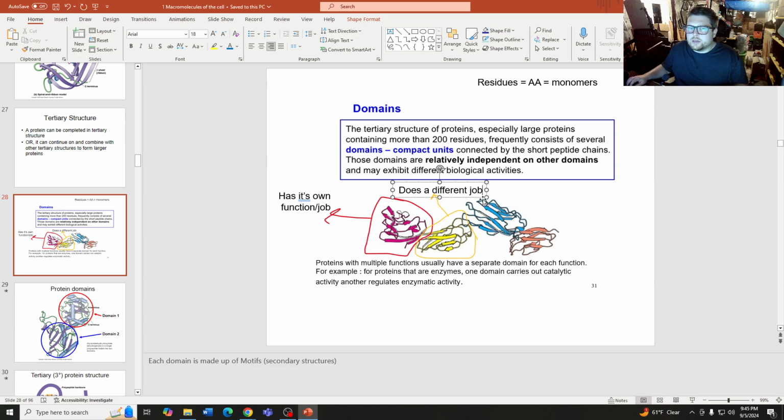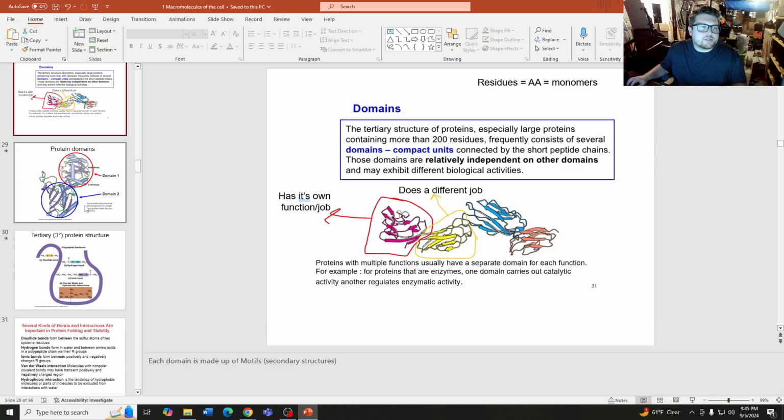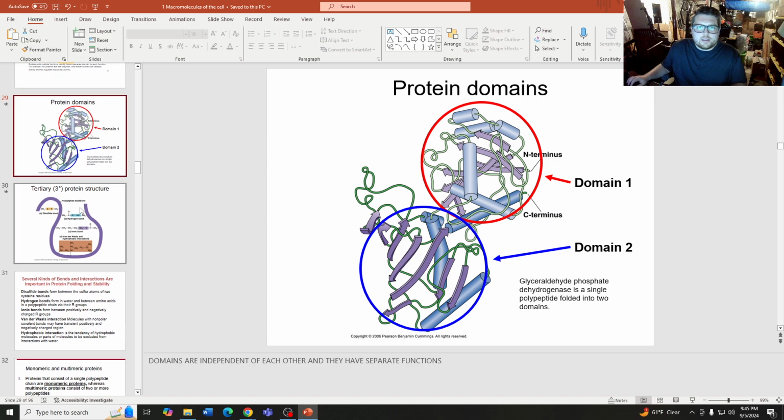And so when the blue one does its own job, the orange part does its own job. It's all one big protein, but you have these different subunits called domains that allow it to do different jobs. This is just that example. Domain 1, domain 2. Glyceraldehyde phosphate dehydrogenase is a single polypeptide folded into two domains.